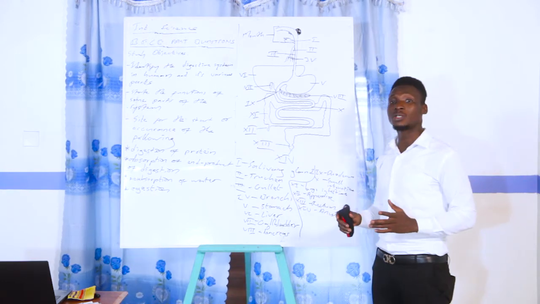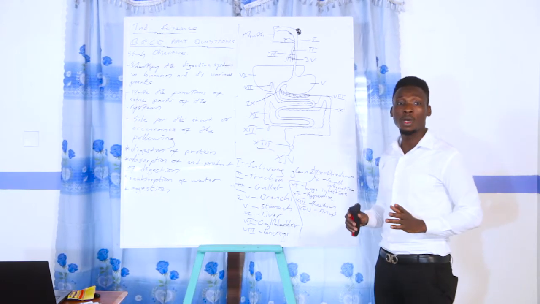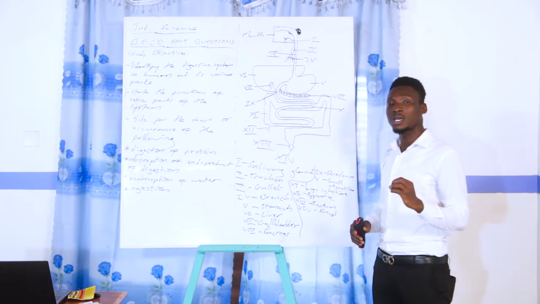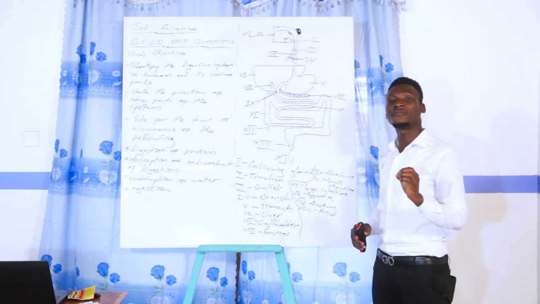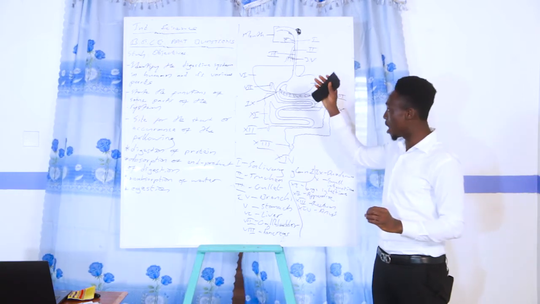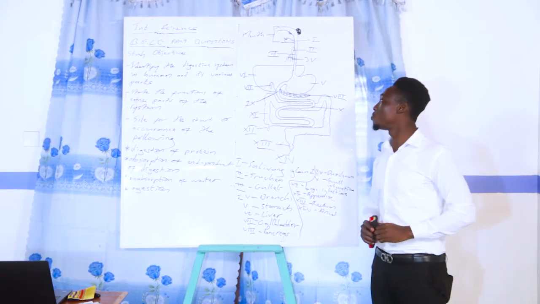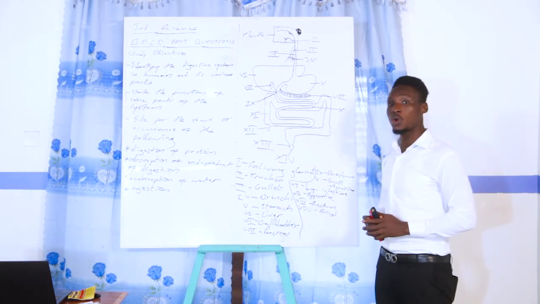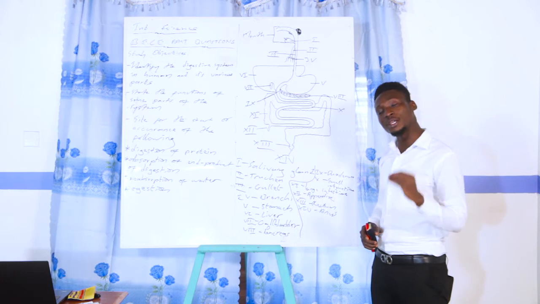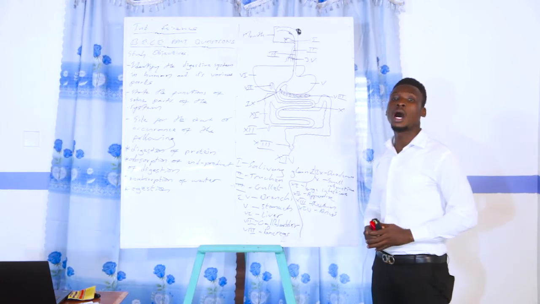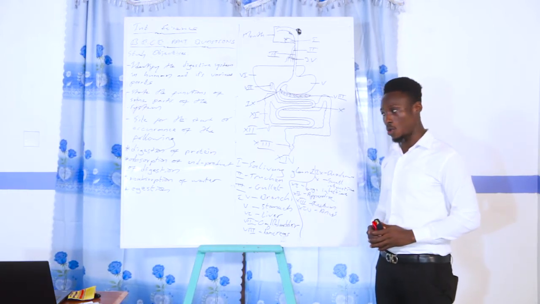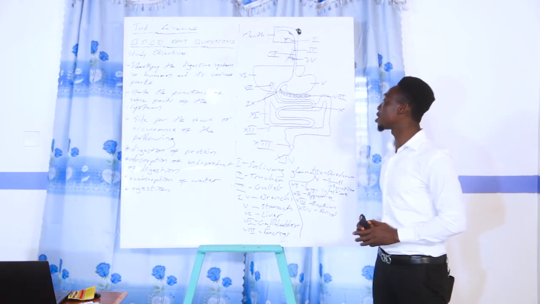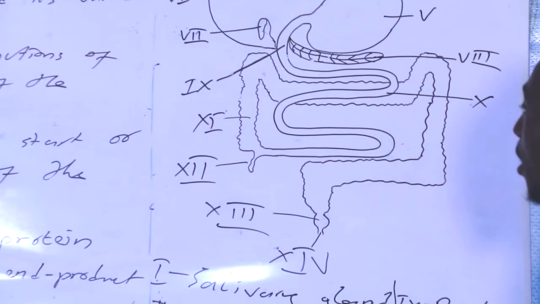vitamins and mineral salts are already in their simplest form, so they don't undergo any digestion. So vitamins and mineral salts are not digested. They remain vitamins and mineral salts from the mouth to the small intestine. Then the last one, protein is digested into what? Into amino acid. So these are what happens in the small intestine.